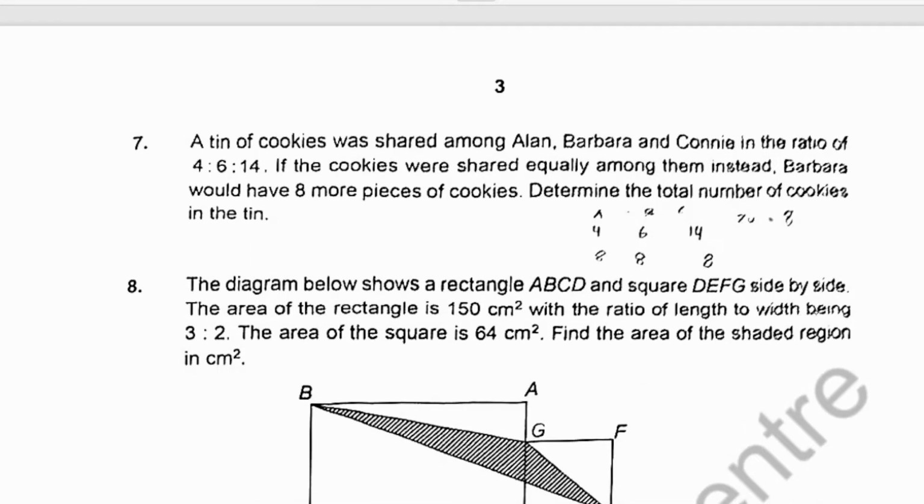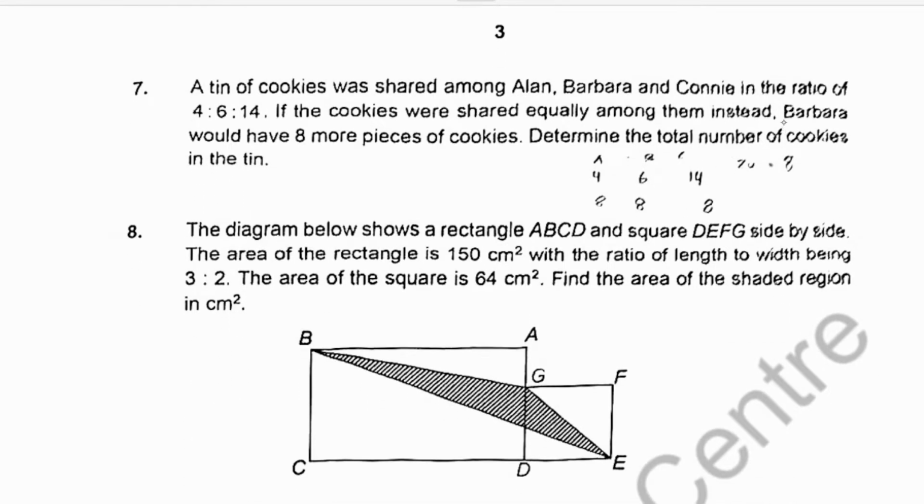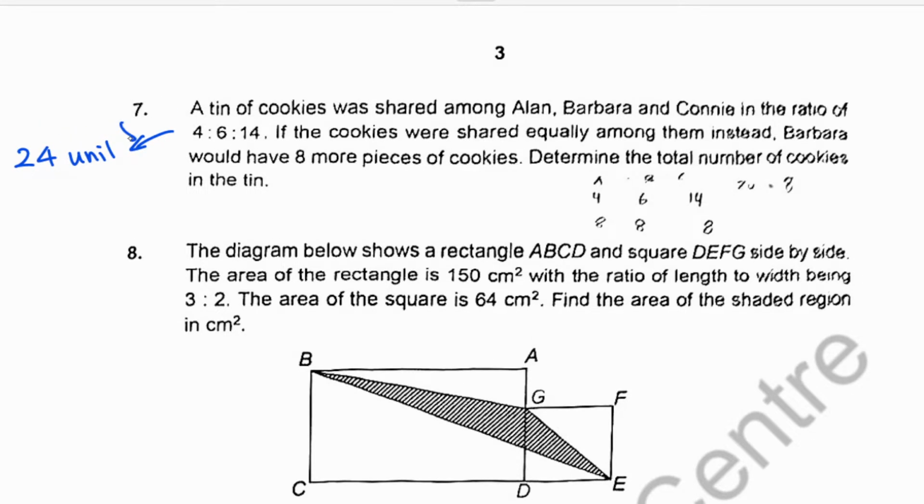Question 7. A tin of cookies was shared between Alan, Barbara, and Connie in the ratio 4 to 6 to 14. And then if the cookies were shared equally, then Barbara would have 8 more pieces. So if the cookies were shared equally, the total is 24 units, right? Because 4 plus 6 plus 14 is 24.